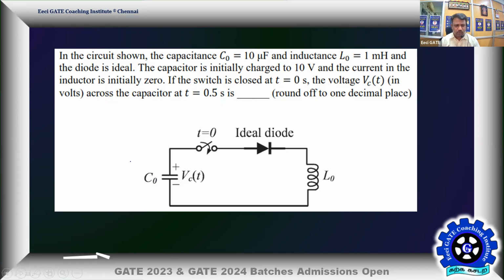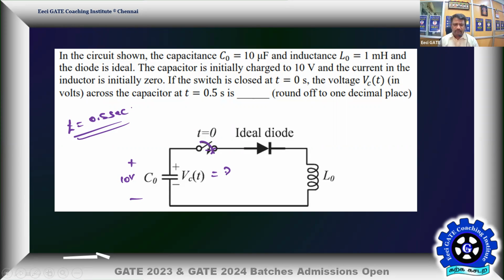So the capacitor is holding a potential of 10 volt, and the switch is getting closed at time t equal to 0 second. The problem asks for the voltage across the capacitor, VC of t, at time t equal to 0.5 seconds. He's giving, I think, more than enough time. The answer is to be rounded off to 1 decimal place. So what's the voltage across the capacitor?